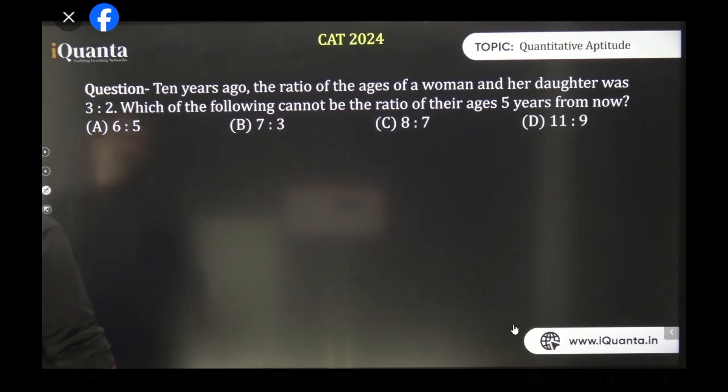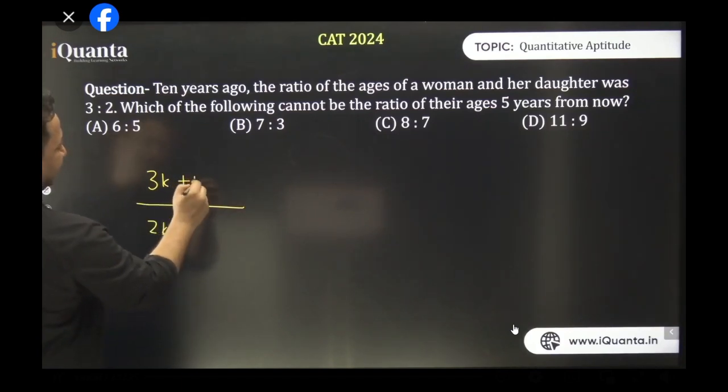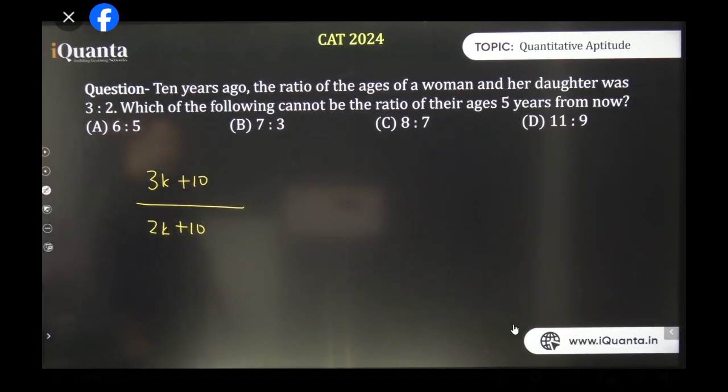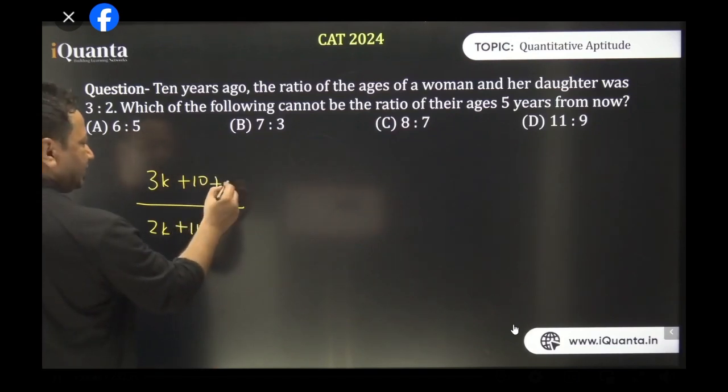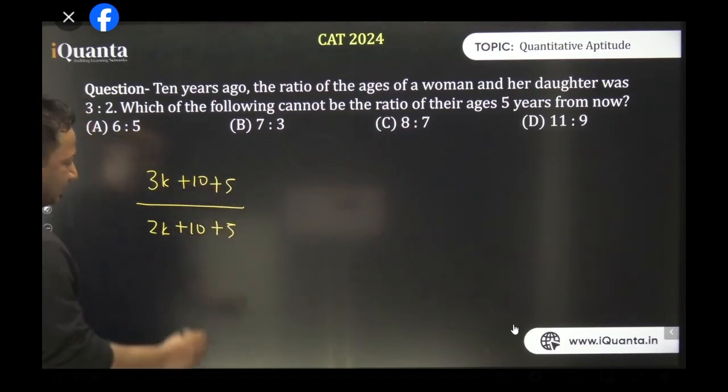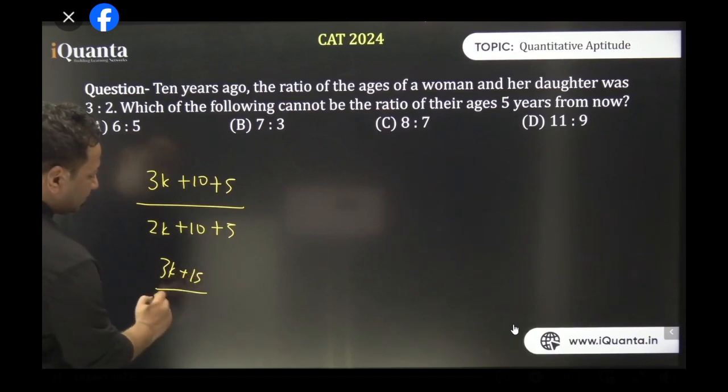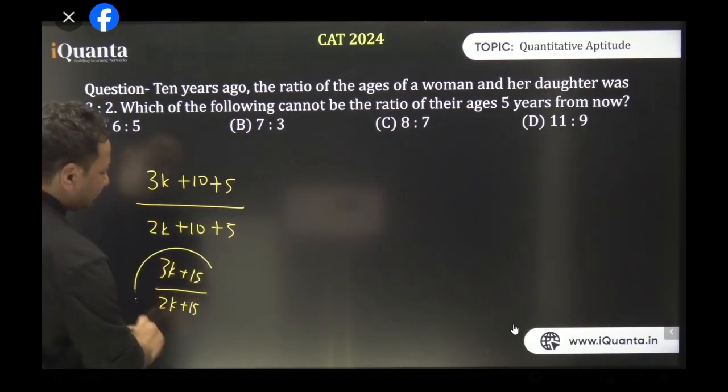Ten years ago, the ratio was 3:2. That means 10 years ago, if the woman was 3k years old, the daughter was 2k years old. So right now they are 3k plus 10 and 2k plus 10. Right? We can see that. Yes or no? And 5 years from now, this is what they're asking about: (3k plus 15) upon (2k plus 15).